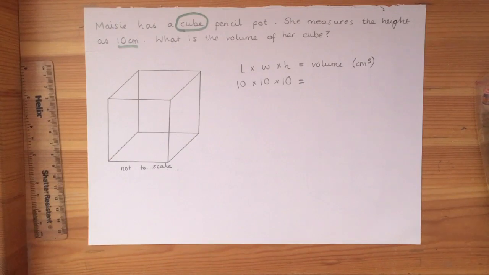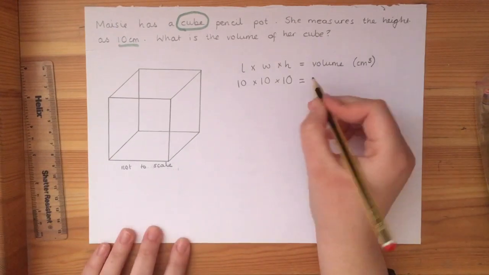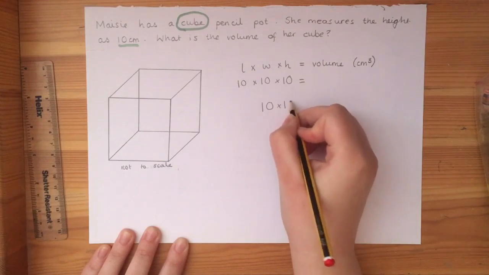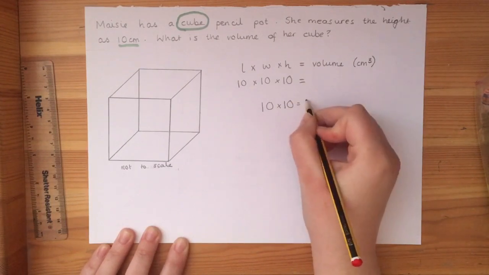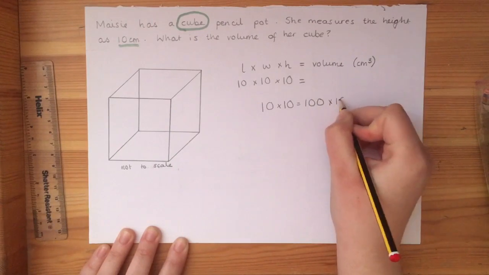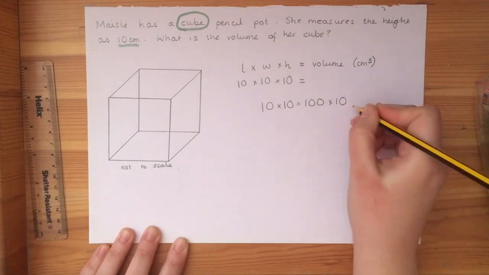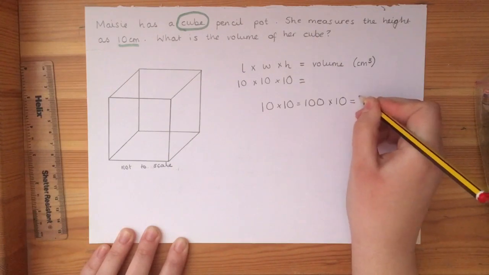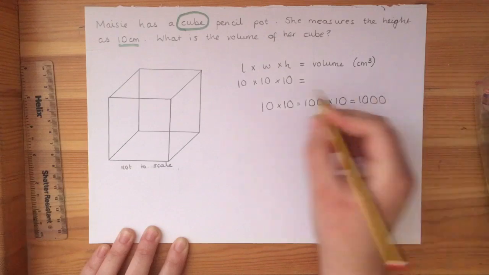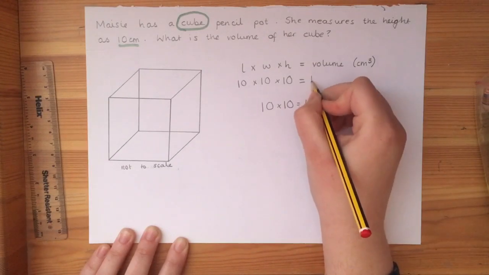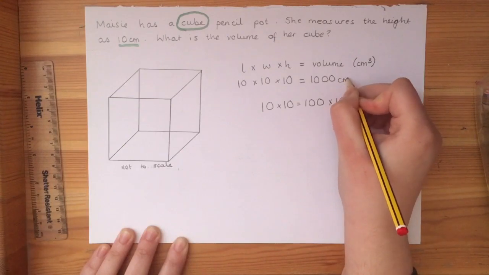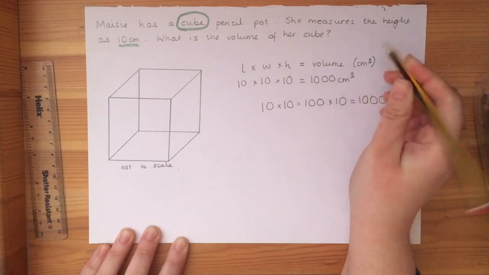Okay, perfect. So we're going to have a look at this together now. So let's try breaking it up. 10 times 10, should all know this, 10 times 10 is 100. And then we're just timesing it by 10 again. So all I'm doing is just adding another 0 to the end of this. So we know that it's going to be 1,000. So my answer up here is going to be 1,000 centimetres cubed.